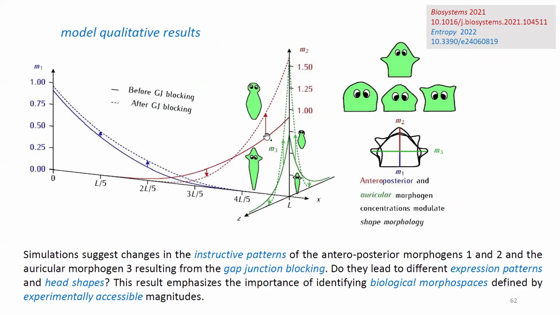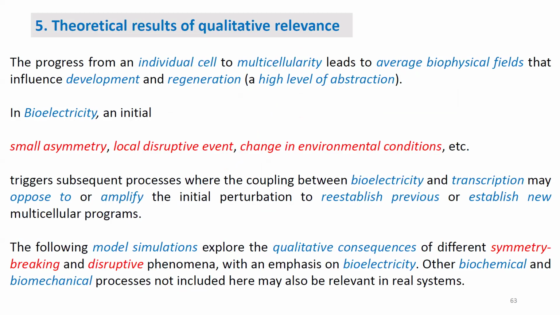And when we block the intercellular gap junctions in the model, we immediately change the concentration profiles of the different morphogens, which leads immediately, at least from a theoretical point of view, to different developmental processes in the head and eventually to different head morphologies. So gap junctions in the model offer a lot of possibilities to consider small asymmetries, local disruptive events, changes in environmental conditions, and so on.